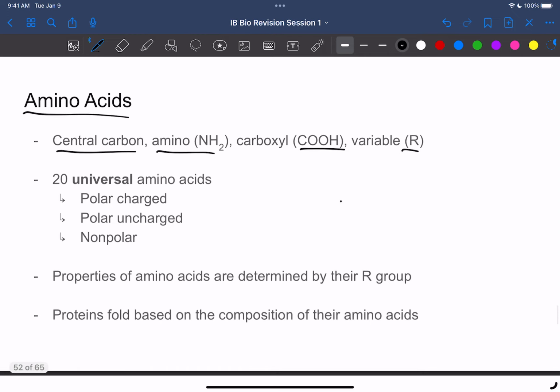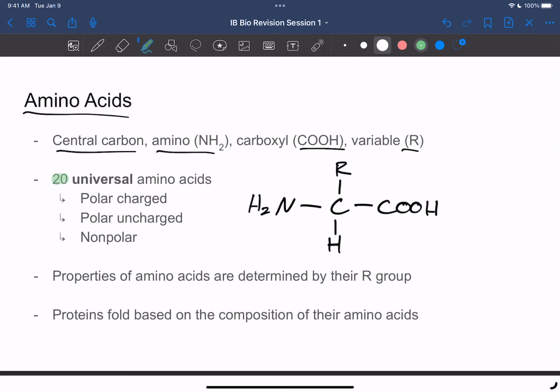Let's draw one real quick. We got that COOH. What else do we have? We have an H2N, which is the same as NH2, it's just reversed because it's directional. And what are we going to have? We're going to have an R group. This can be anything. And then we're going to have an H. That is your generic amino acid. Know how to draw this.